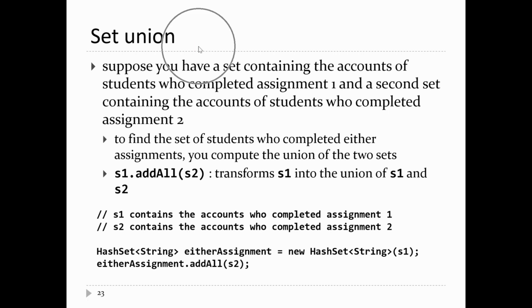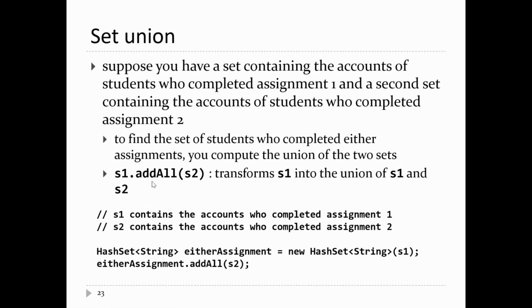All right, so I guess the last couple of lecture slides for today. If you want to compute the union of two sets, there are a couple of ways to do it. For example, I have a set containing the accounts of students who completed assignment 1. I have a second set of students who completed assignment 2, and I would like to know all of the students who completed either assignment 1 or assignment 2. That's the union of two sets.